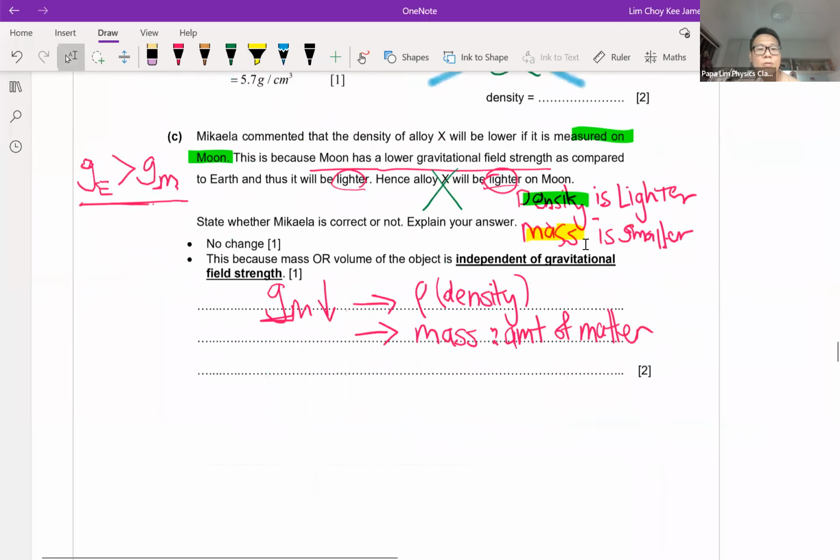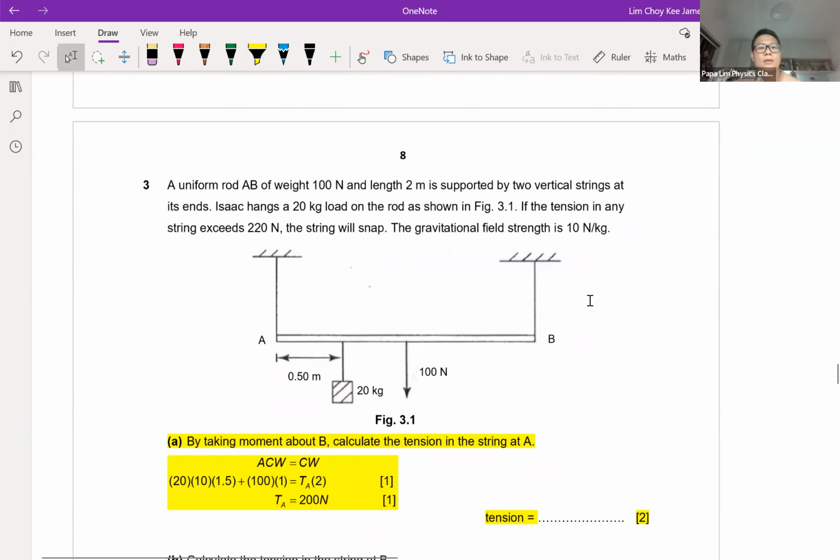Now for question 3, it is what I call a two pivot system. Here, although the object is a uniform rod, the first clue is uniform. Uniform here automatically means the CG is at the center, which means the CG is at the 1 meter mark. The CG has a weight of 100 Newton, and there are two strings here.